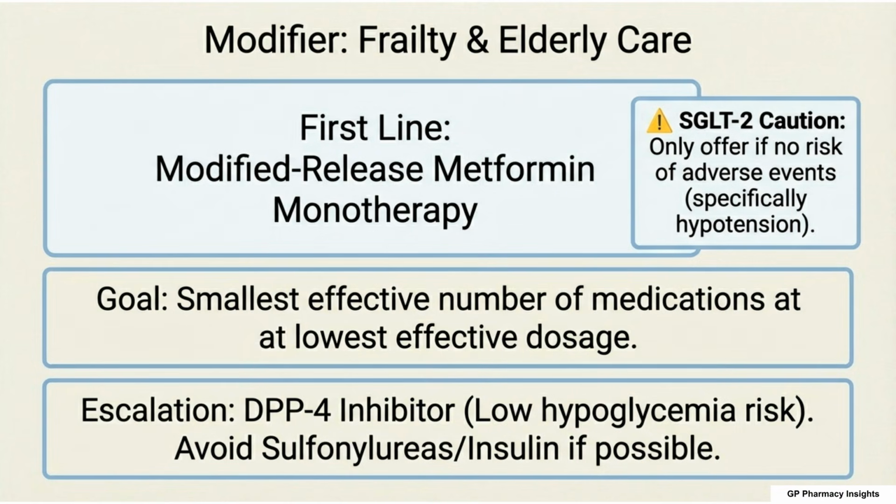For frailty and elderly care, first line is modified-release metformin monotherapy. The goal is the smallest effective number of medications at the lowest effective dosage. Exercise caution with SGLT2 regarding hypotension.